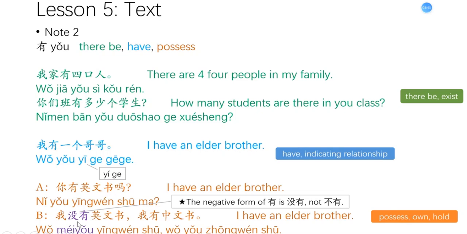And 我没有. Don't forget the negative form of 有 is 没有. We never say 不有, even though we learned 不 means not. 不 is a negative adverb. So for not good, we say 不好. For not be, we say 不是. But for the case of 有, we have only 没有 as its negative form. We don't have 不有, so don't forget this. This is what we have to pay attention to for text 1.